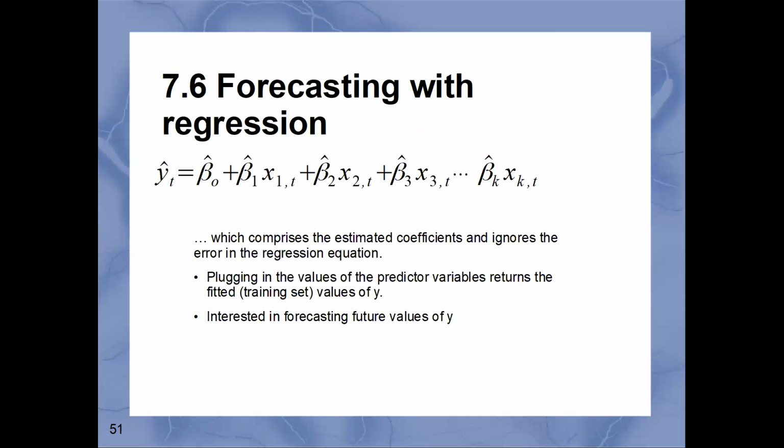So when we forecast with regression, what we're going to look at is y_t equals some constant, beta 0, plus the predictors times the values we're going to fit them with, which comprise the estimated coefficients, and it ignores the error in the regression equation. Plugging in the values of the predictor variables returns our fitted value for y. Instead, in forecasting, we're interested in forecasting future values for y.